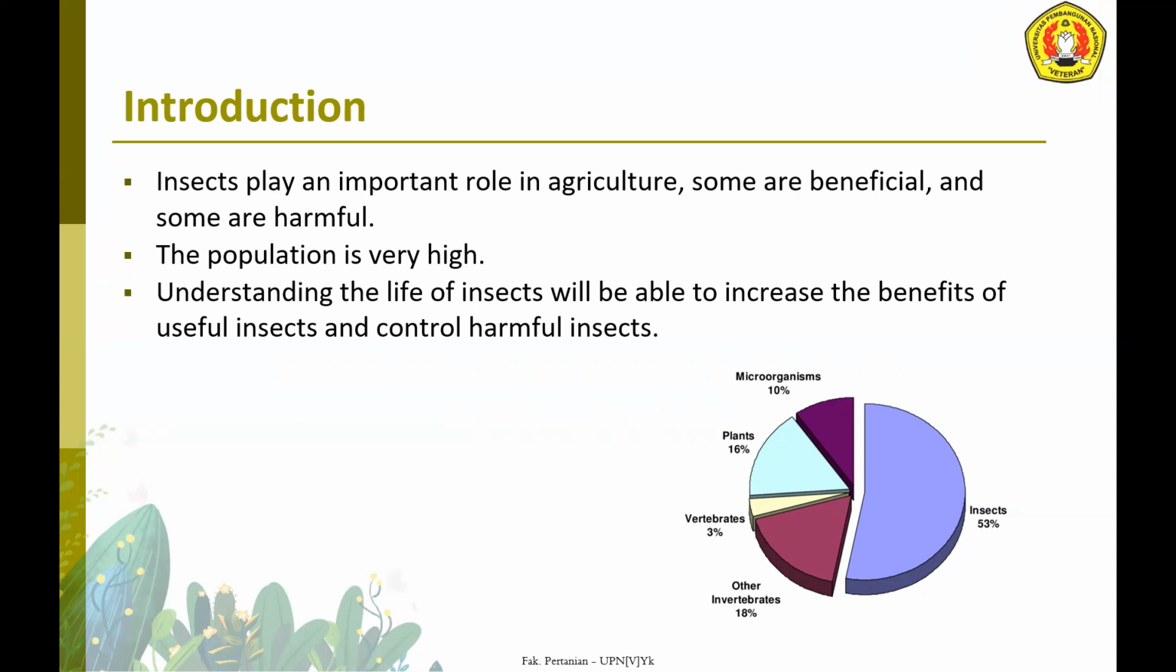Insects are not only pests. Insects play an important role in agriculture; some are beneficial and some are pests. Insect population is very high. Why is the population very high? We will learn after this. We hope that after we understand the life of insects, we will be able to increase the benefit of useful insects and control the pests.